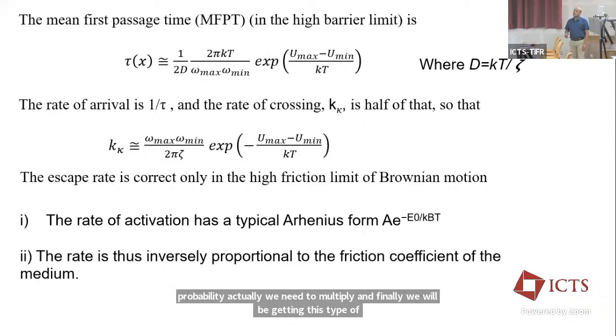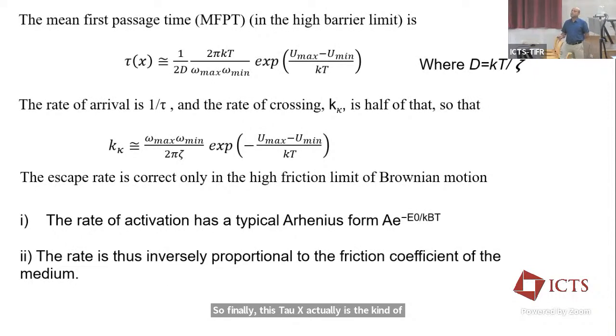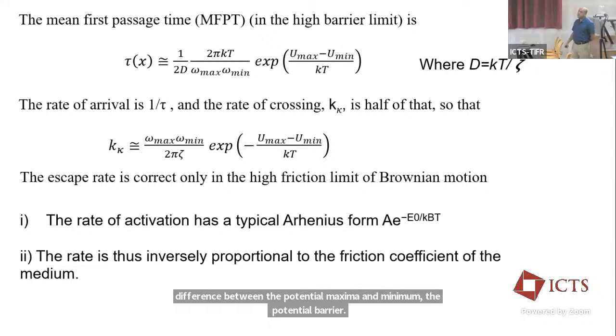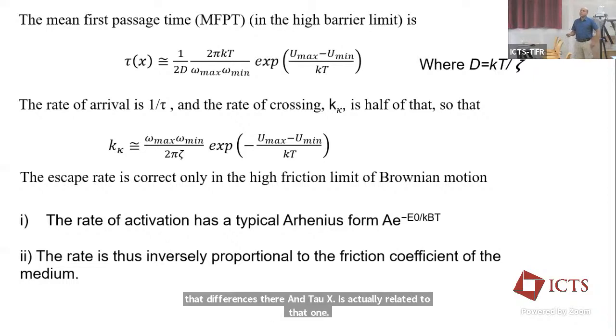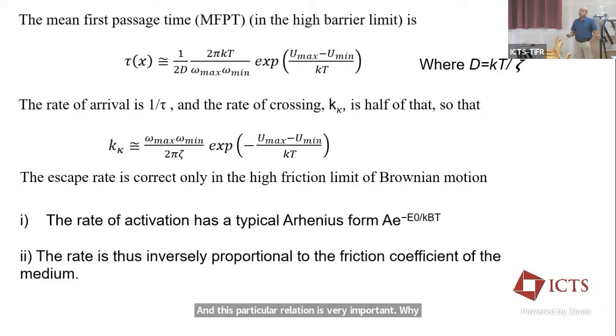So finally, this tau x is a kind of the difference between the potential maxima and minima, the potential barrier, basically that difference is there, and tau x is related to that one. And this particular relation is very important. Why? This is because it relates to the classical theory of the rate equation. So Arrhenius law, you can imagine. This Arrhenius type of equation is there because it is the difference between this potential barrier. Ultimately, it is giving you such type of equation.